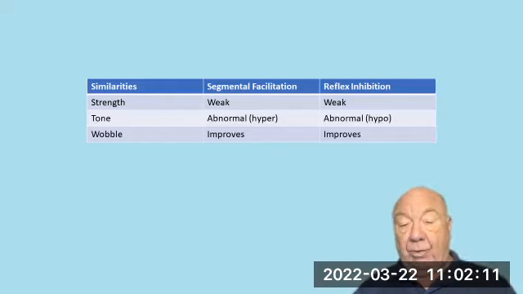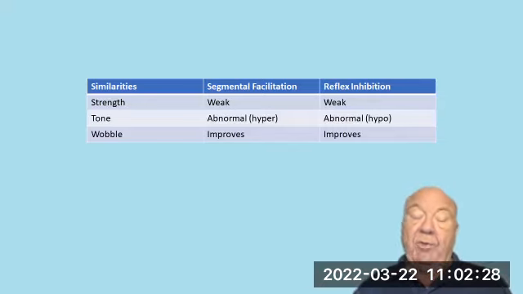So strength, they're both weak. Different types of weaknesses, but they're both weak. And the same with tone. They're both abnormally toned, one hyper, one hypo, but they're both abnormally toned. Input of proprioception, which we've shorthand to wobble, improves both of them.